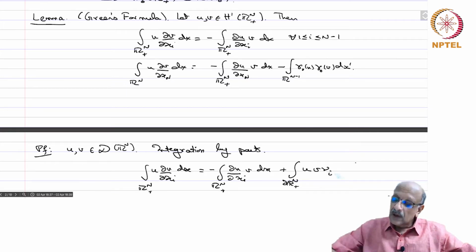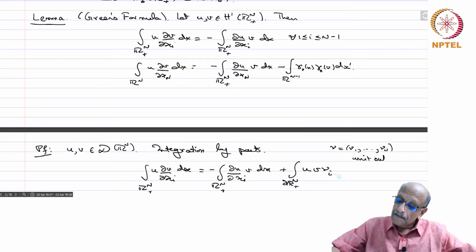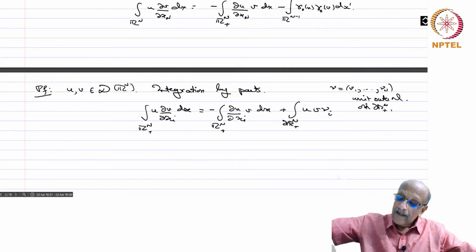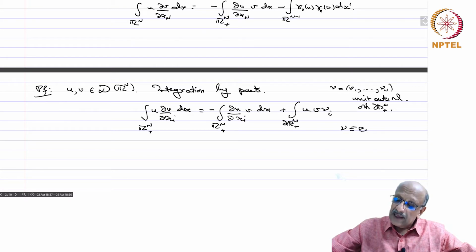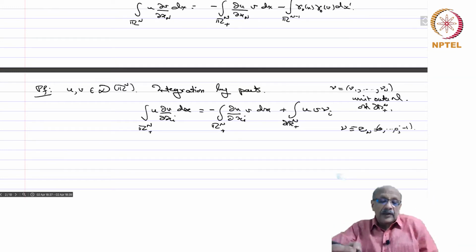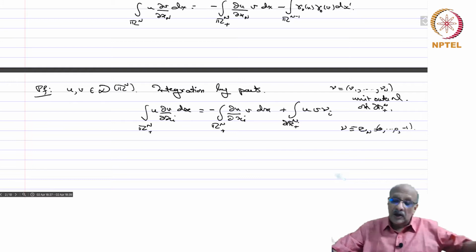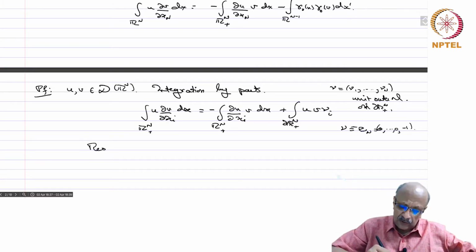Here nu equals (nu_1, ..., nu_n), the unit outer normal on the boundary of R^n plus. The boundary of R^n plus is nothing but R^(n-1), and nu is equal to minus e_n, and therefore it is equal to (0, ..., 0, -1). So if you substitute this, you will get both these relationships immediately, and u v on the boundary is nothing but gamma naught u times gamma naught v, and now the result follows by density.